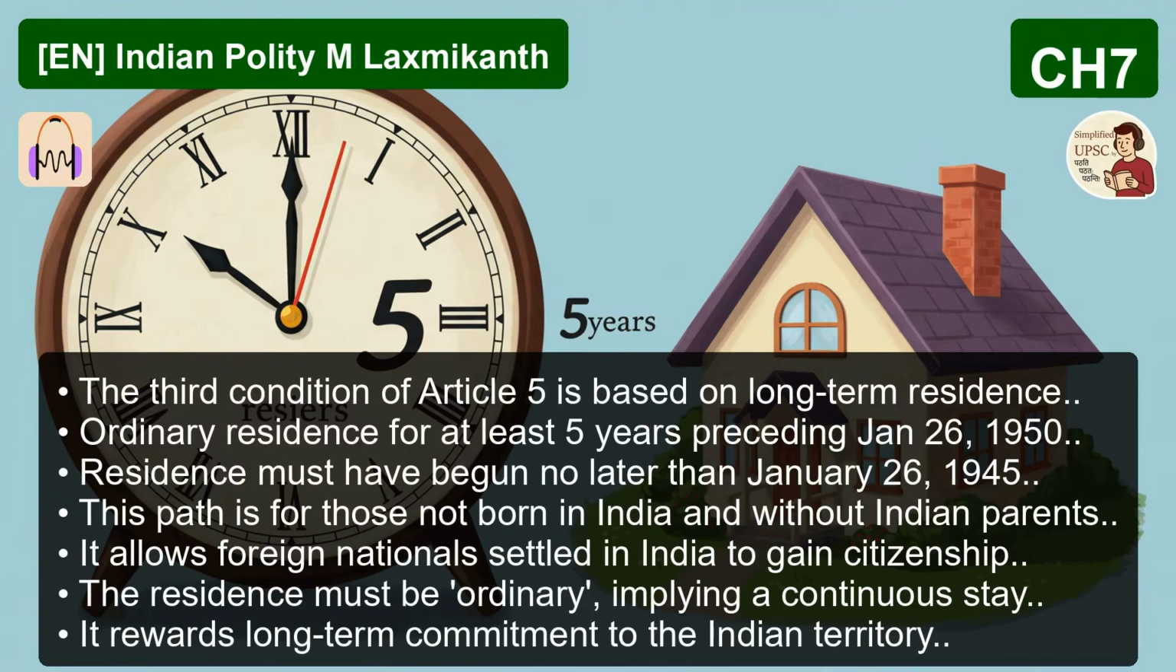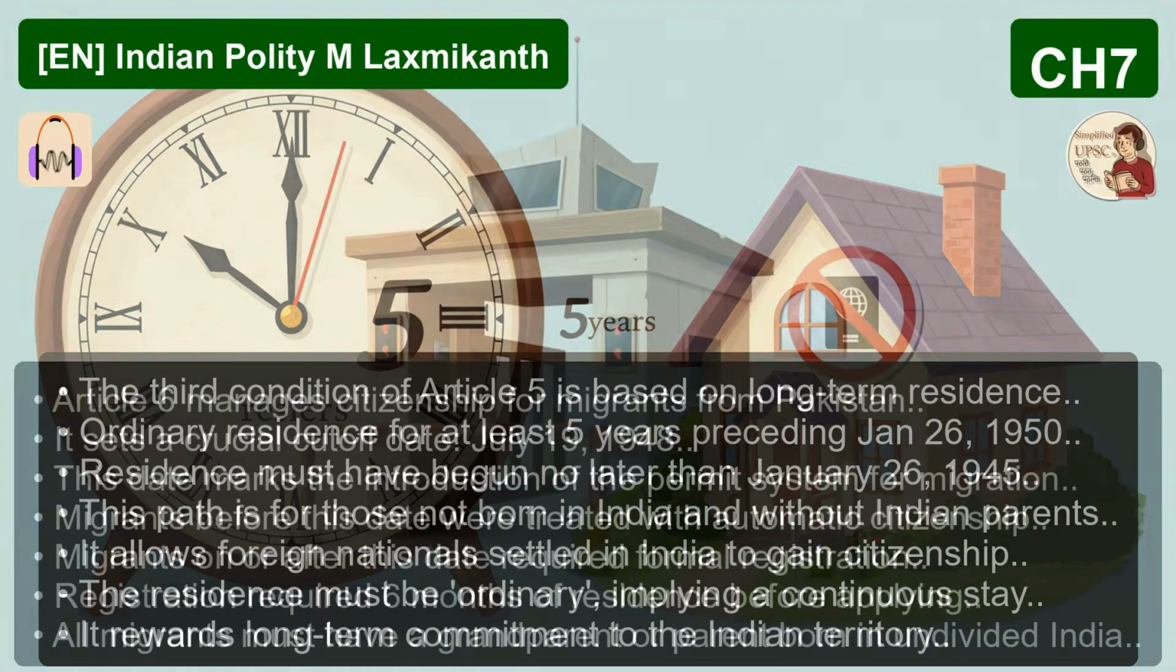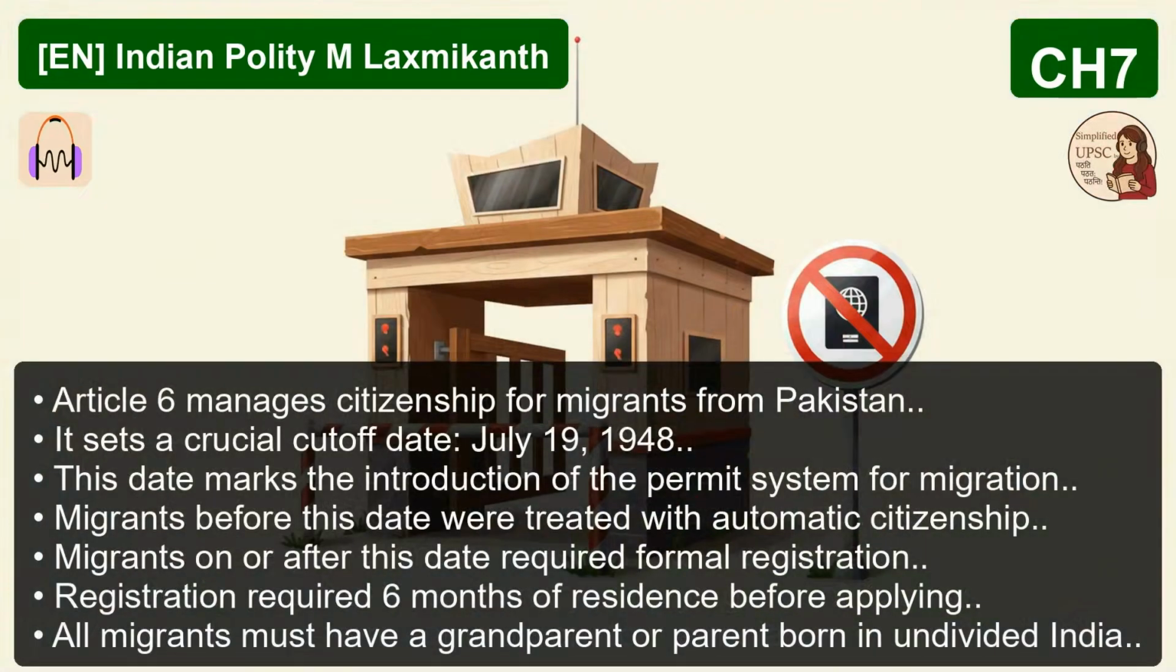And for the prelims exam, you really need to remember the specific timeline. To meet this 5-year residency requirement on January 26, 1950, that continuous residence must have begun no later than January 26, 1945. Got it. 5 years back from the date of commencement. Right. This 5-year period was intended to weed out anyone who was merely a recent arrival or a temporary resident. Yeah. It was to ensure that the foundational group defined by Article 5 had a deeply established long-term connection to the territory and the future of the nation.